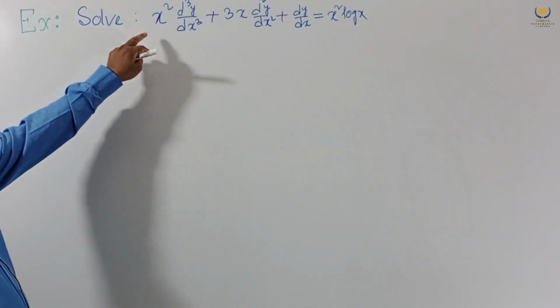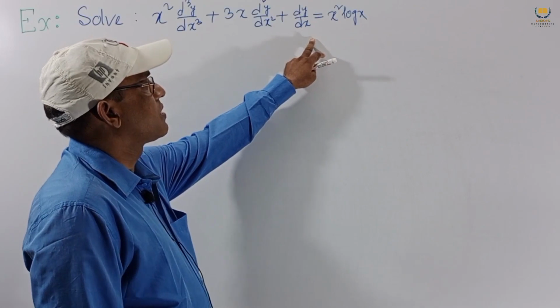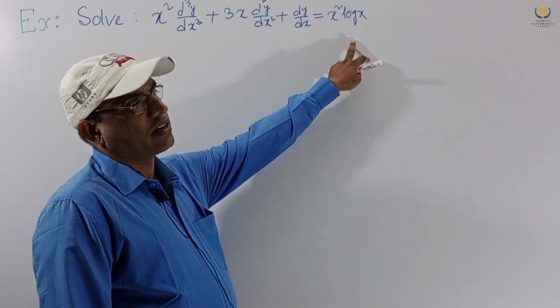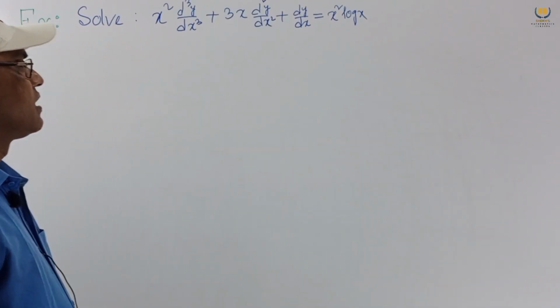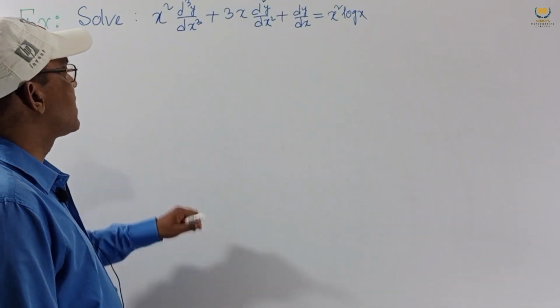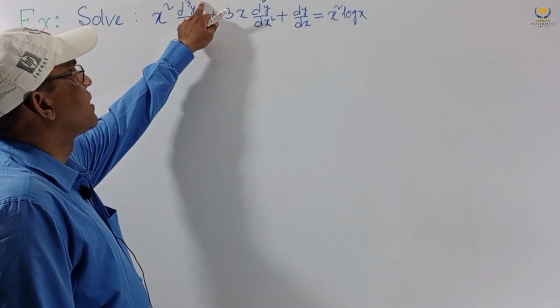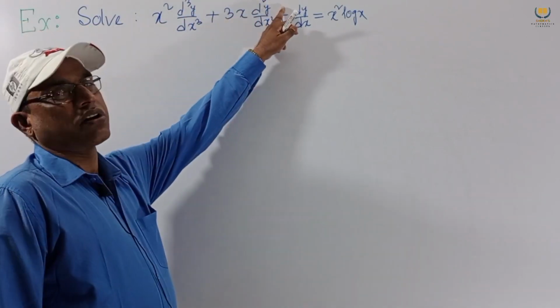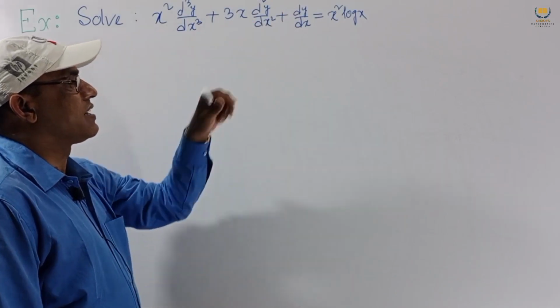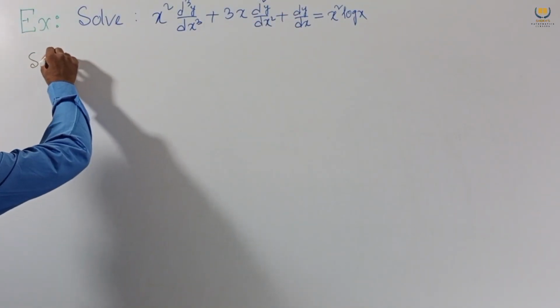Solve x square d cube y dx cube plus 3x d square y dx square plus dy dx equal to x square log x. This is not homogeneous, something is less. Homogeneous means if it is x cube, this is order 3. If it is square, then order 2. But here something is less. So we multiply both sides by x.